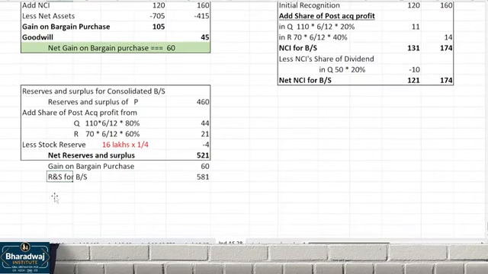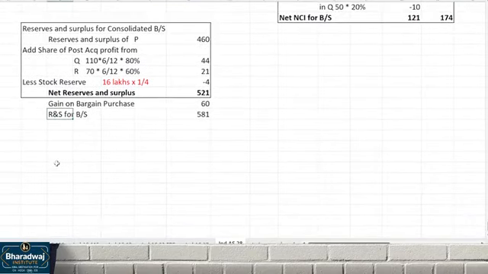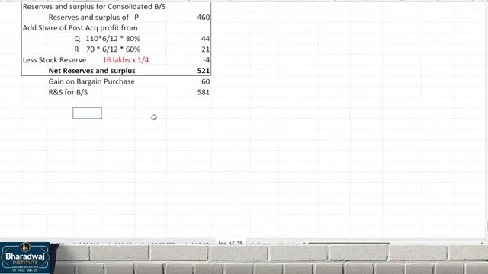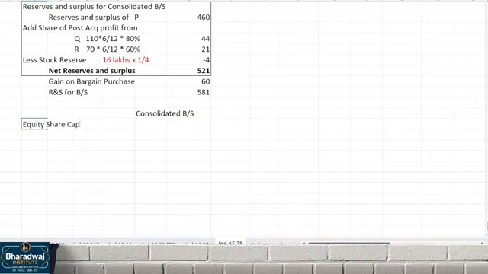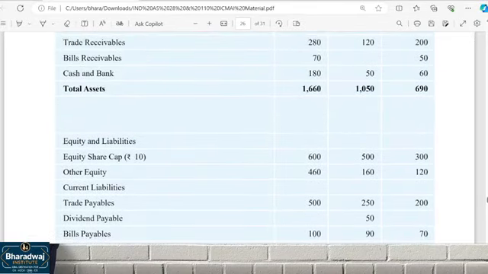Have you copied up to this point? Over. Pay attention. I'll give you sufficient time to copy. Please pay attention. We have to prepare which one? Consolidated balance sheet. Equity share capital. Only P's equity share capital you have to take. What is the equity share capital of P? 600.